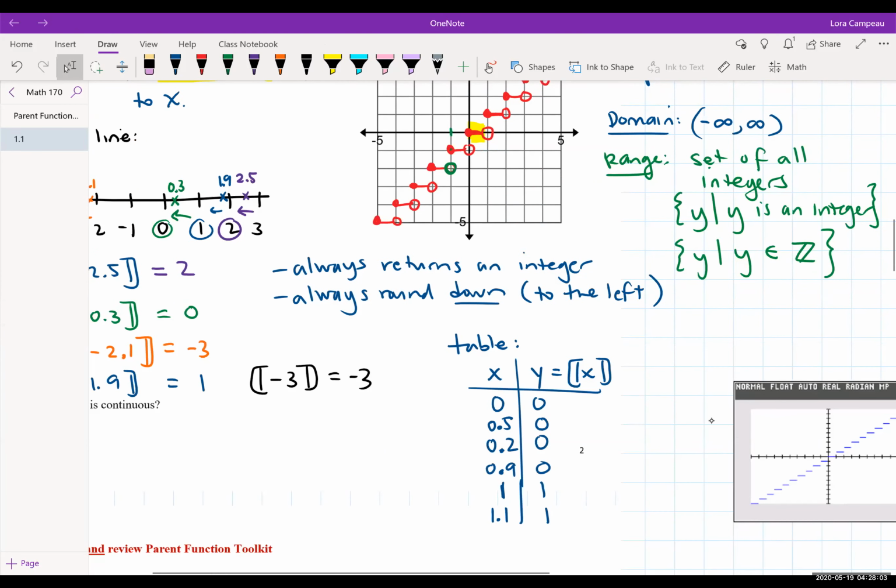So now, if we want to inspect functions a little more, I included this in your files, I encourage you to look at the parent function toolkit and see if you can graph these. Parent functions for the most part are on the left side. And sometimes reflections, shifts, translations, or sometimes they call them transformations, are on the right side. I encourage you to look through this and review it. It's something that will help you throughout the class to recognize behaviors of functions.